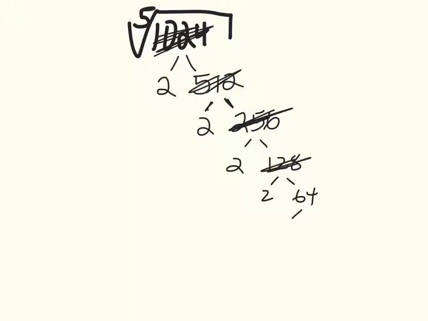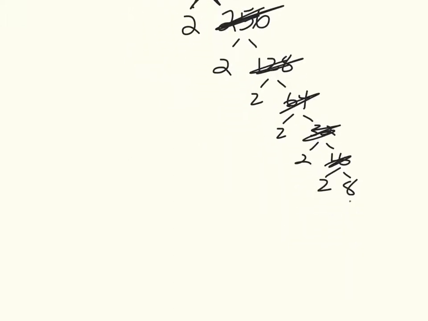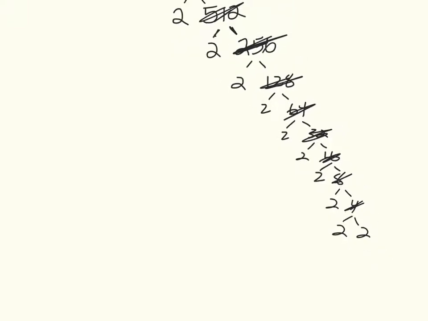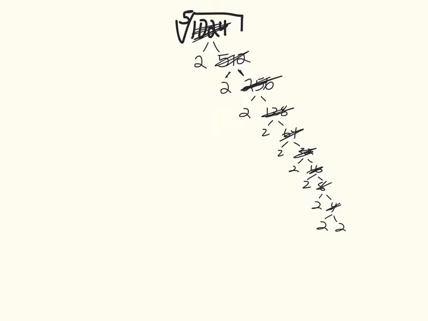Oops, 64, even, 2 and 32. 32 is even, 2 and 16. 16, 2 and 8. Ooh, I'm running out of space. Let's zoom on down. 8 is 2 and 4. And 4 is 2 and 2. I did it. Let's zoom out so we can see all of that work at once.